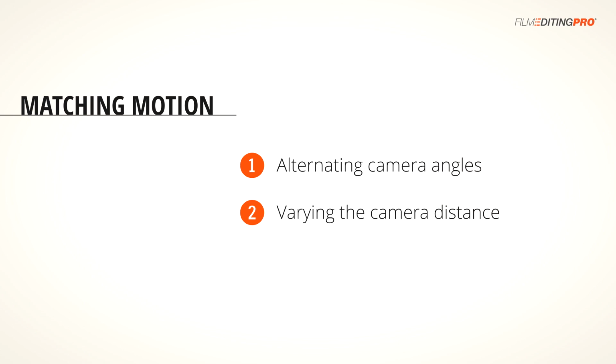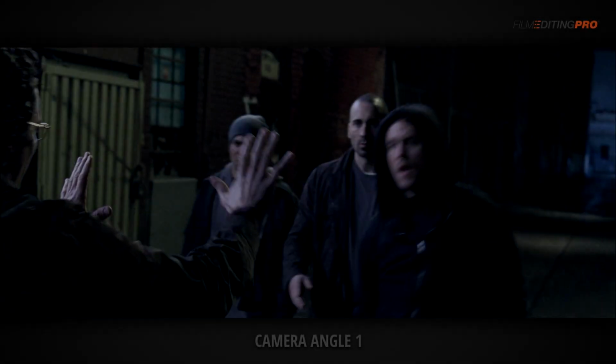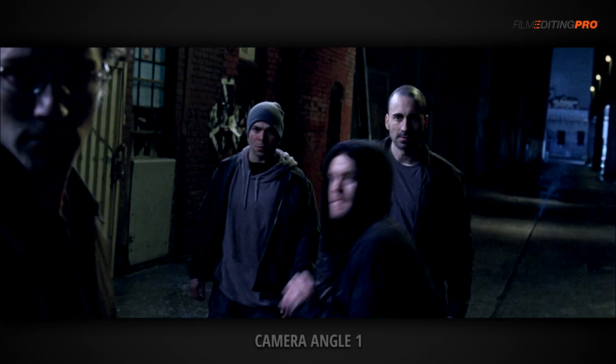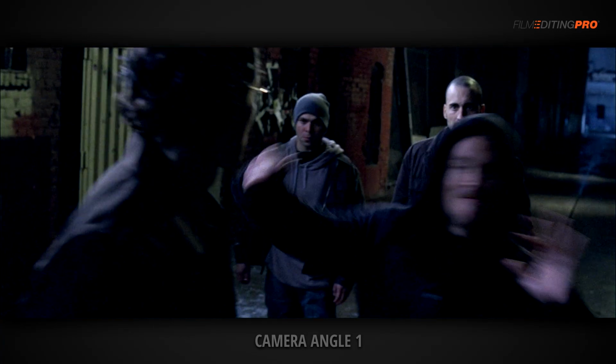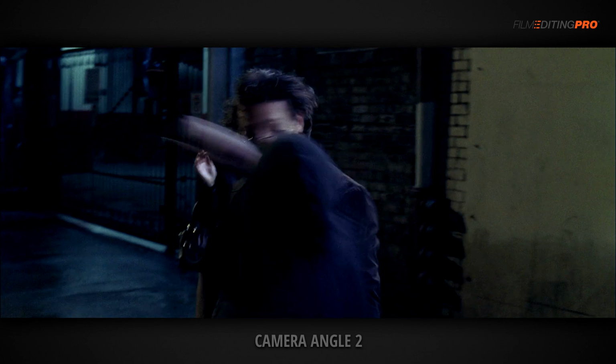Matching motion can be done by cutting between alternating camera angles, or by varying the camera distance of shots during the course of an attack. First, let's take a look at what I mean by alternating camera angles. Generally in a fight, whenever an attack is initiated, you'll see it first from one angle, and then halfway through the motion of the attack, you'll be cutting to an opposite angle shot as the punch or kick lands.